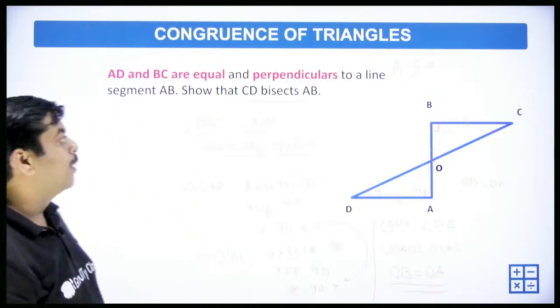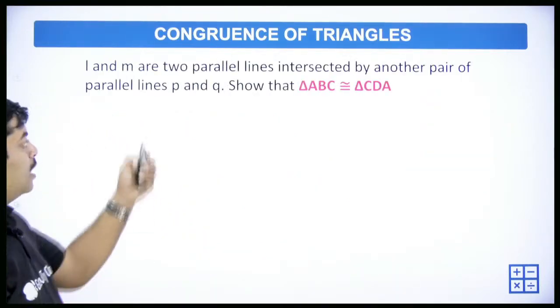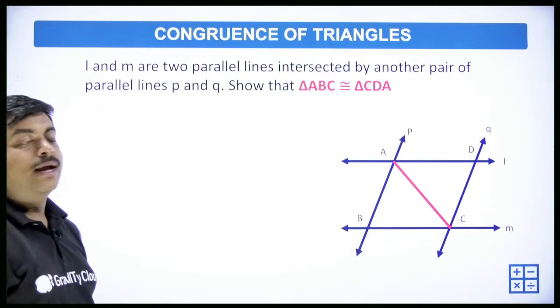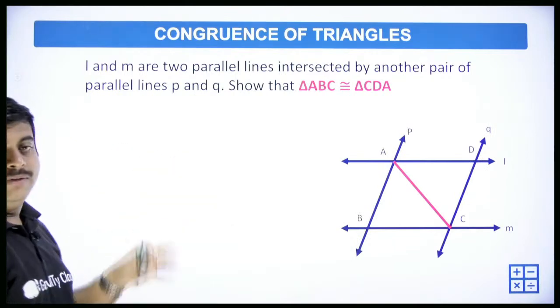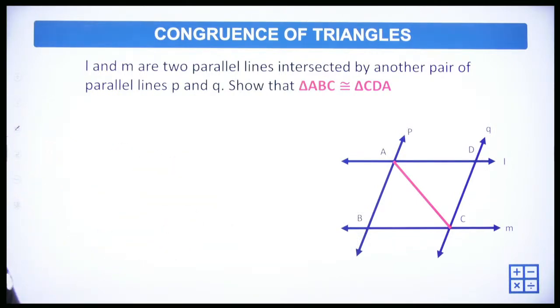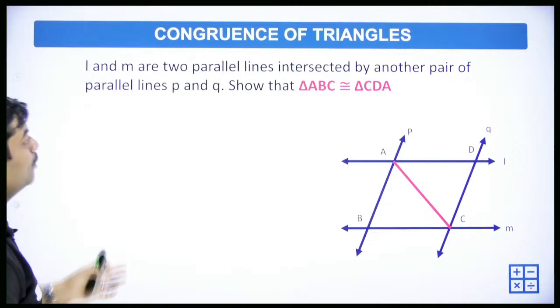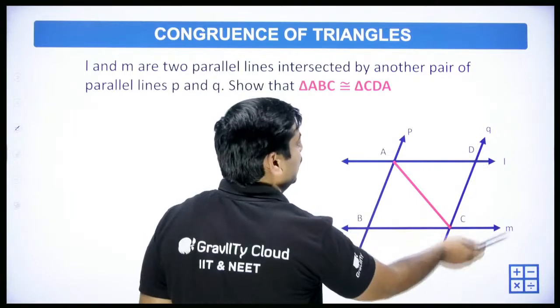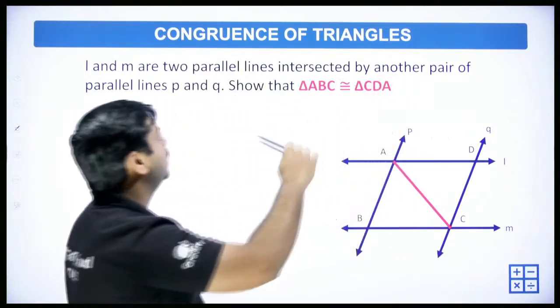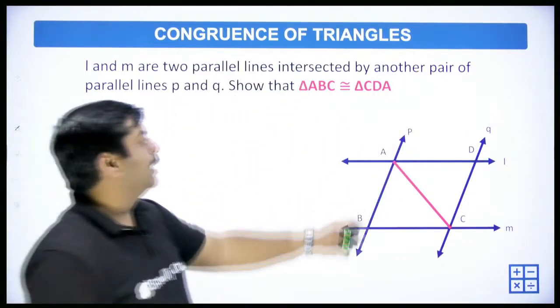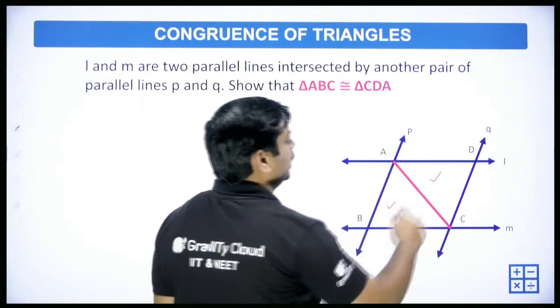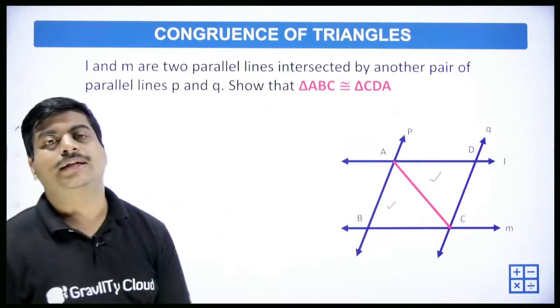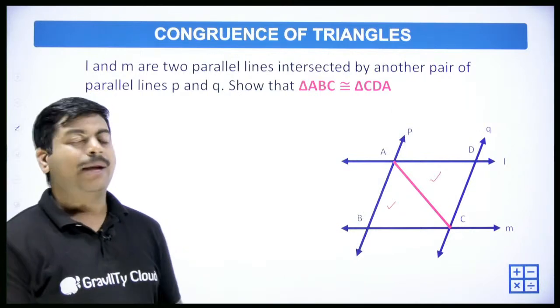We have a couple more applications like this. So here is one more question for you to try. In the next class we'll be continuing with this question. L and M are two parallel lines intersected by another pair of parallel lines P and Q. Show that triangle ABC and triangle CDA are congruent. We are going to discuss that in the coming class, right?